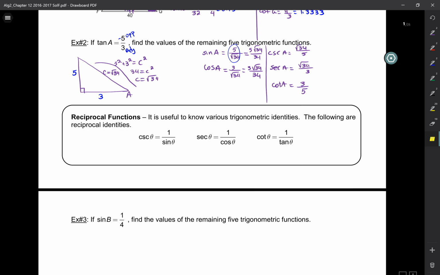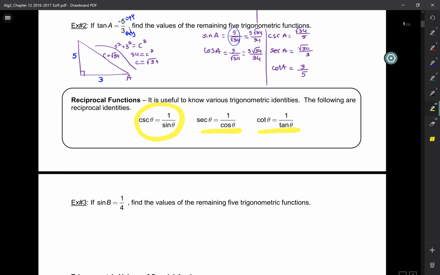So here's what we've been repeating all over. Cosecant is 1 over sine, secant is 1 over cosine, and cotangent is 1 over tangent. So those 3 are just the reciprocals of sine, cosine, tangent.